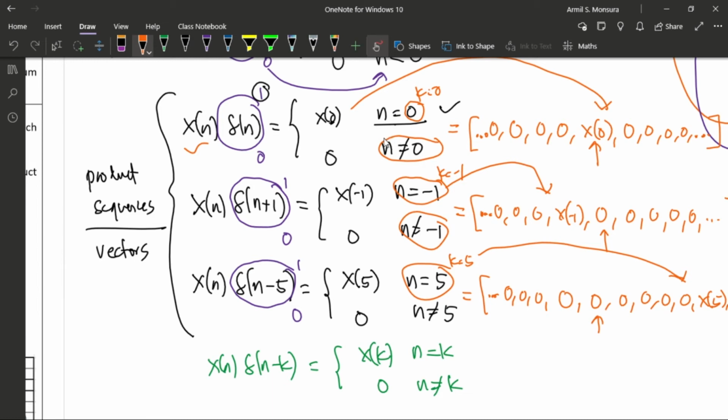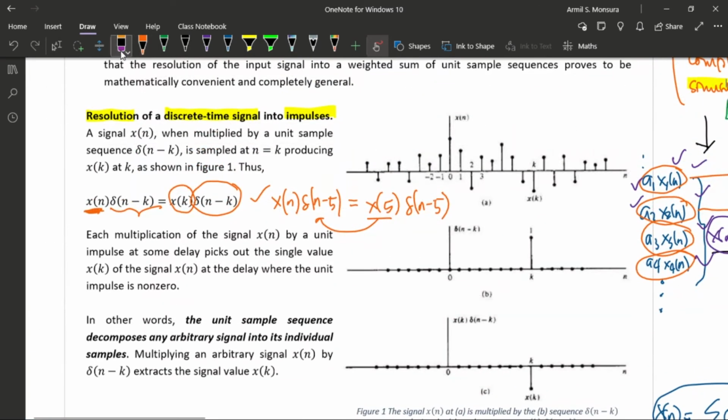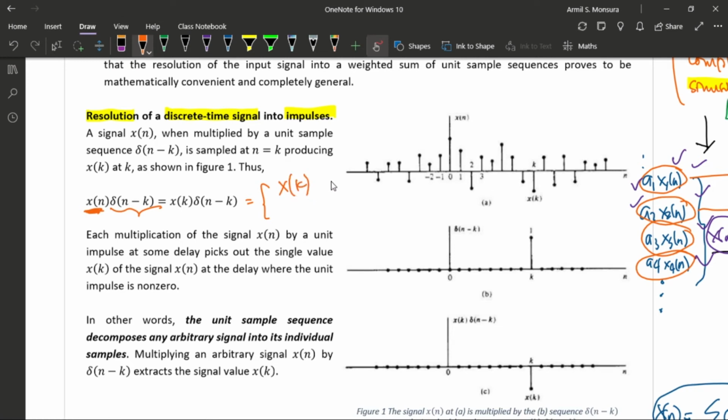But essentially, pag isusulat nyo siya as a product form, ito yung magiging equivalent form niya. Okay? So, ayun. This is the same thing as saying na you'll have x of k for n equals k and 0 for n not equal to k. Ganito ko siya sinulat. Ganito natin siya ibibigay in the product form. Okay? So here's the argument here.